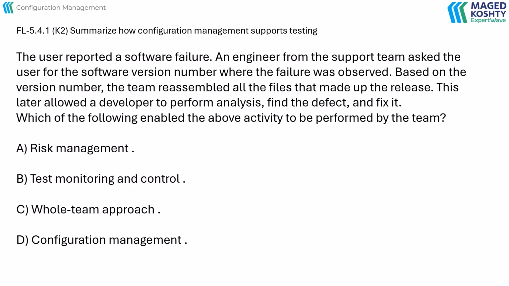Q4. The user reported a software failure. An engineer from the support team asked the user for the software version number where the failure was observed. Based on the version number, the team reassembled all the files that made up the release. This later allowed a developer to perform analysis, find the defect, and fix it. Which of the following enabled the above activity to be performed by the team?